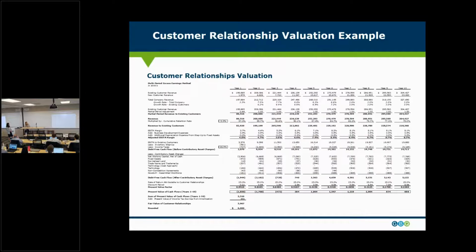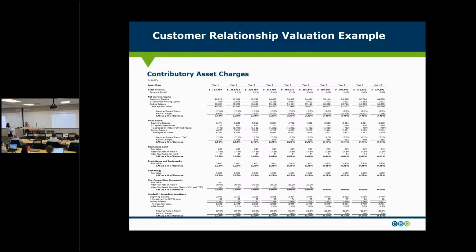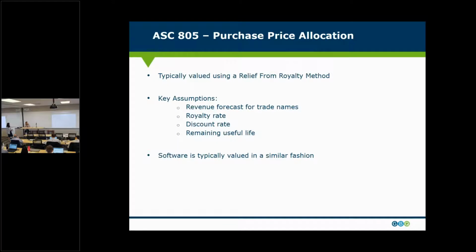Here are just examples of our schedules that I just walked through, so you can get an idea. There are the contributory asset charges. Again, you can see the charges for debt-free working capital, net fixed assets, and any intangible assets that we've done in the analysis.